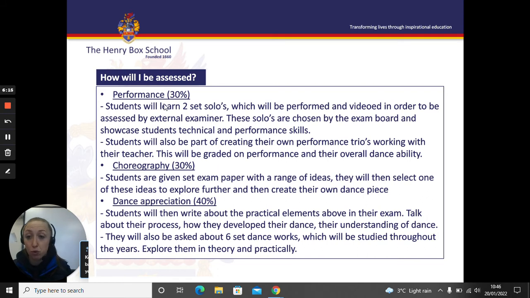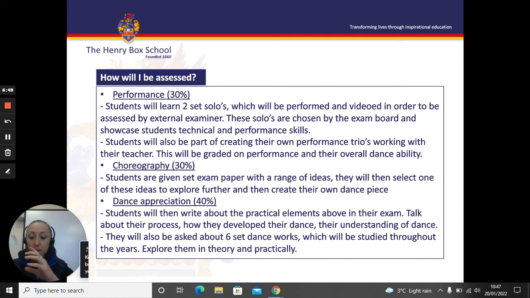So the next section is the choreography. This is worth 30% as well, the same amount as the performance section. Students, you will be given an exam paper with a set range of ideas. These can range from anything really, depending on what the examiner has chosen for that year. From those ideas, you will choose one, and then you will have to create your own dance off the back of that.